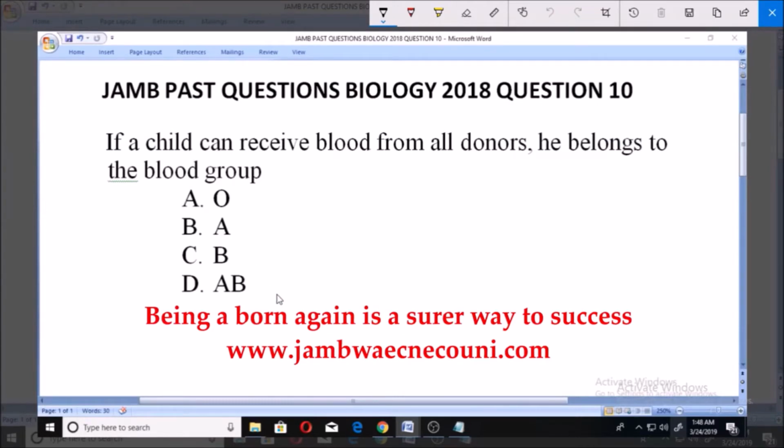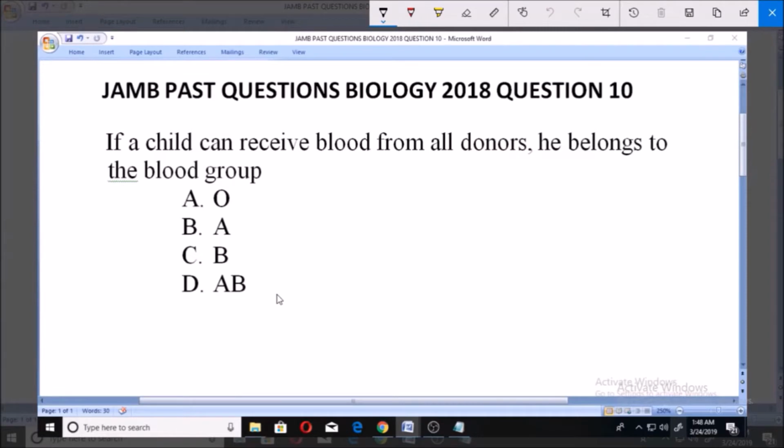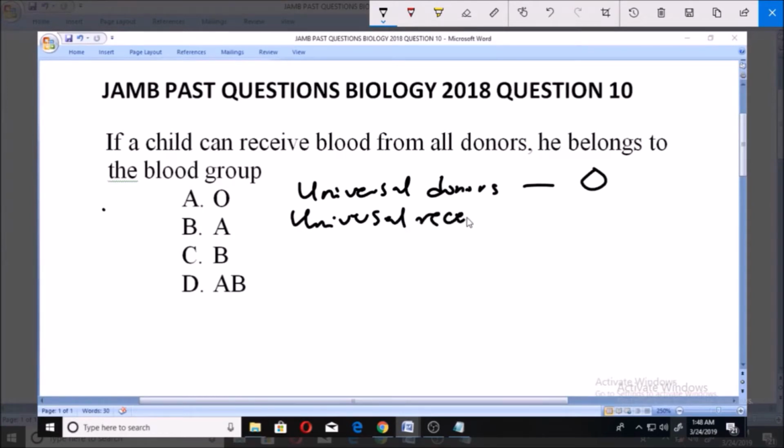Now, for us to be able to understand this and appreciate it very well, we need to understand what universal donors are. Universal donors are those people with the blood group that they can donate to everybody, and that is blood group O. Anybody with blood group O can actually donate to anybody. Then we also have what we call universal receivers. That is the people with the blood group that can receive from anybody, and that is AB.